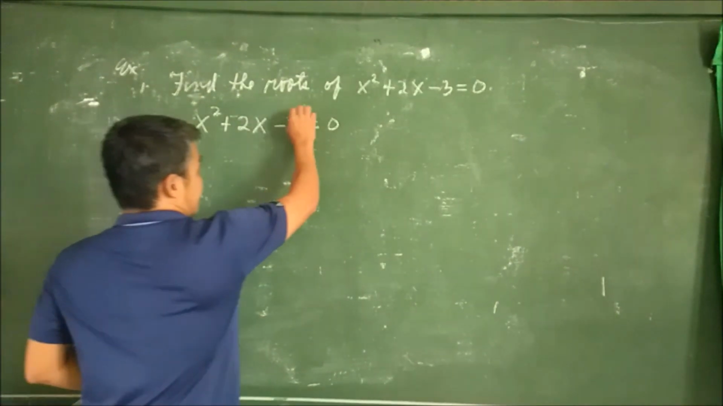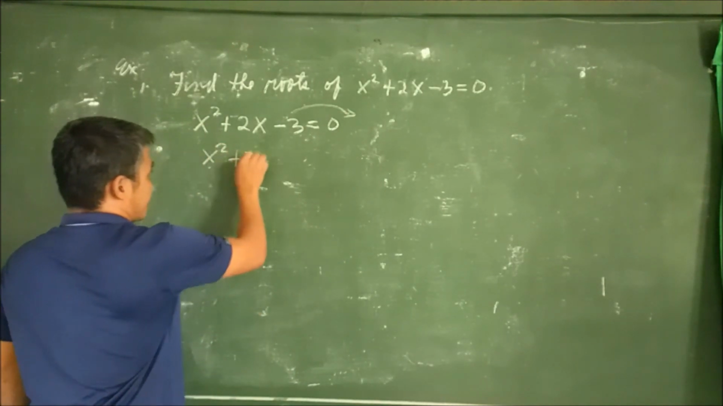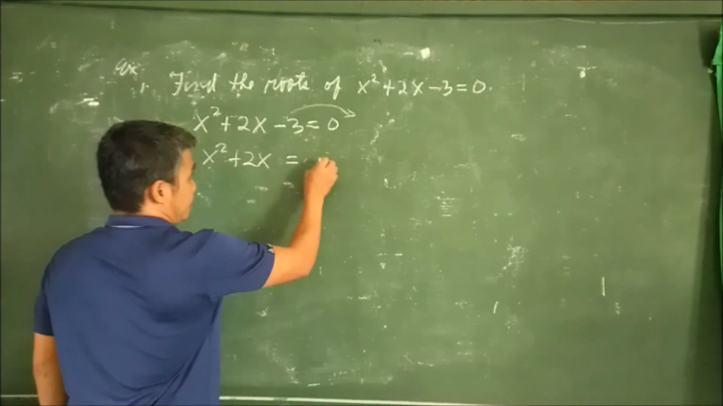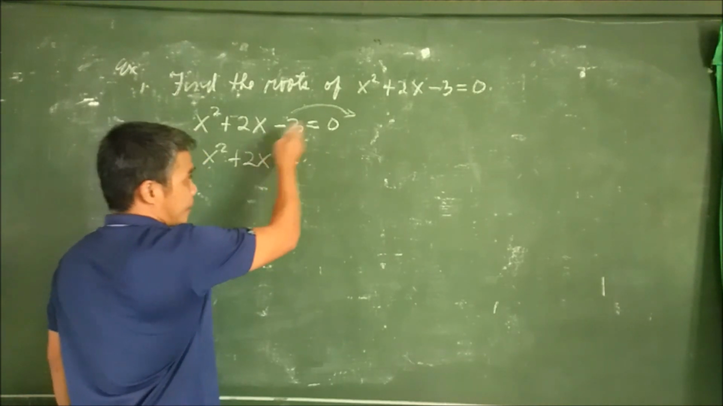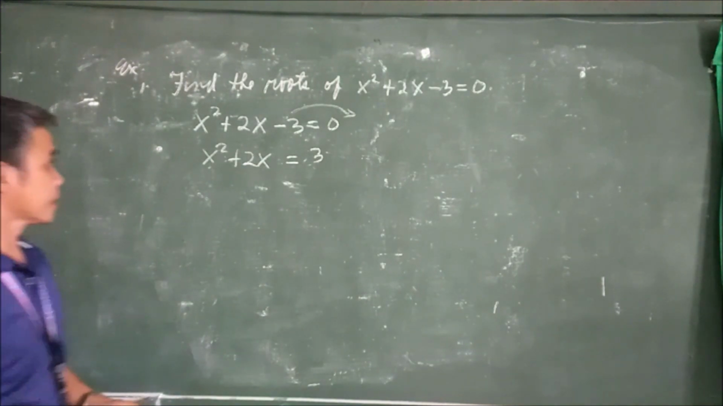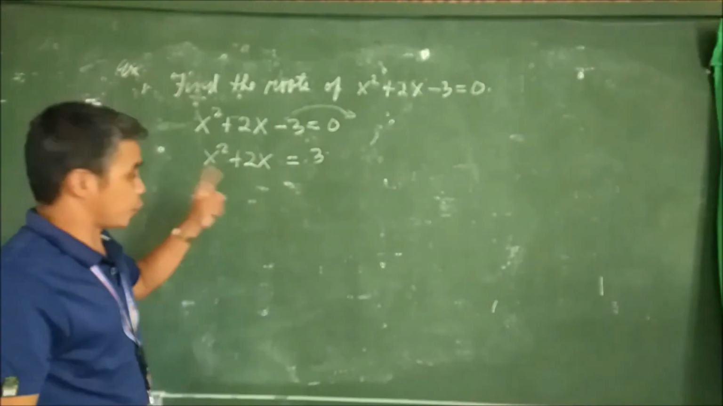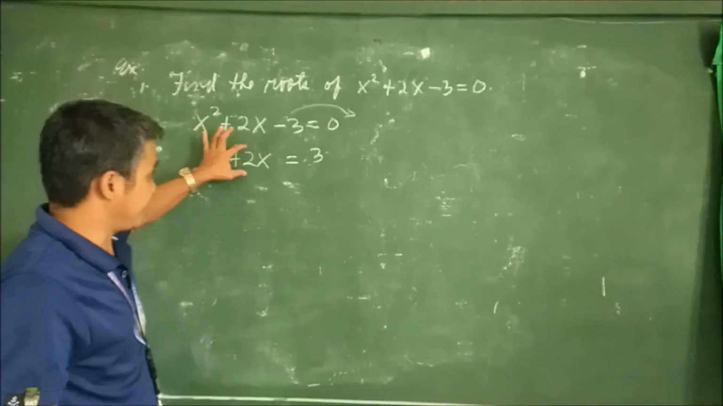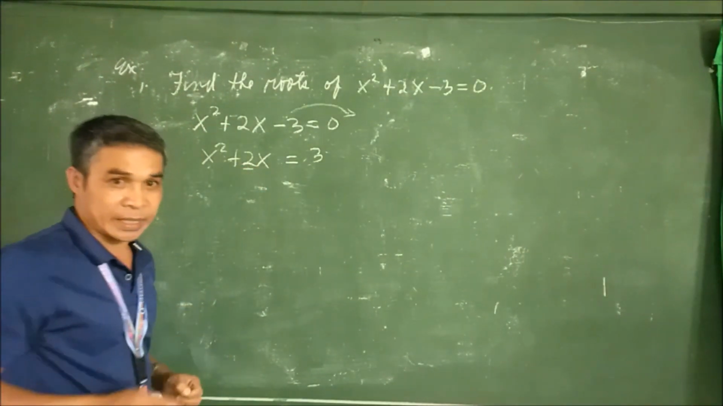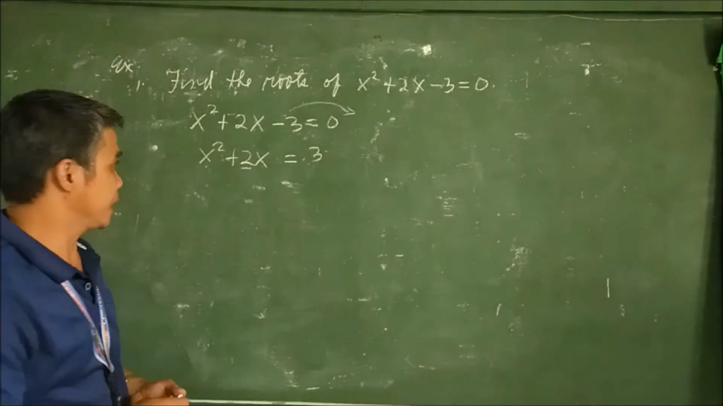Okay, lipat natin. Magiging x squared plus 2x equals, from negative, magiging positive 3. Then next, add to both sides of the equation the square of 1/2 of b. Ibig sabihin, kukunin natin ang kanyang 1/2, pagkatapos i-square natin, i-times natin sa kanyang sarili.